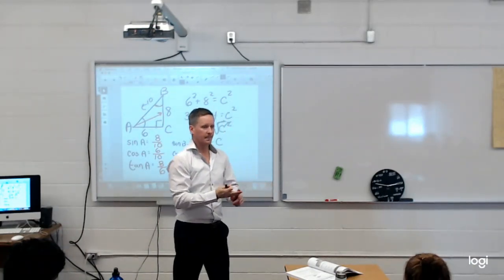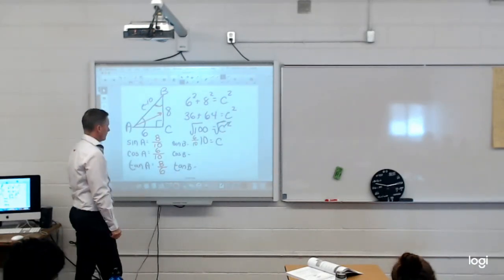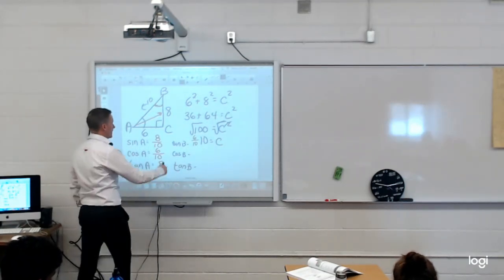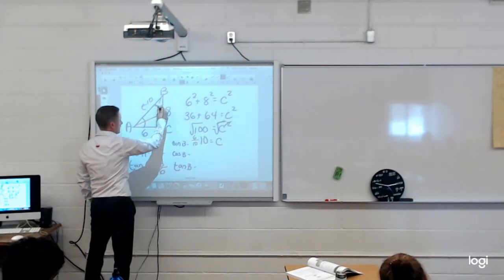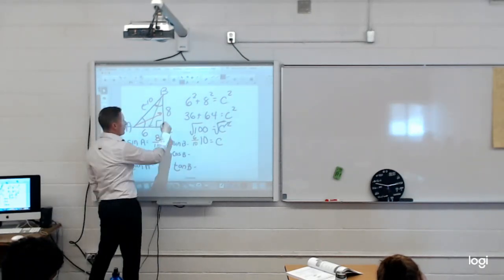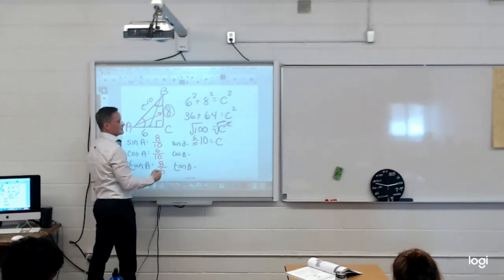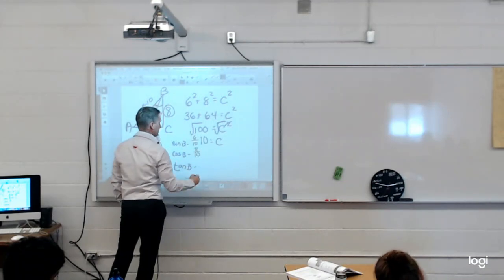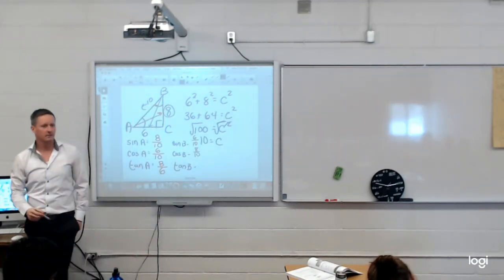I thought only one side can be opposite, but they both can be opposite or adjacent. That's exactly right. Okay, that's a good point. That is opposite, so therefore this is adjacent. So I get 8 out of 10. Done. Okay?